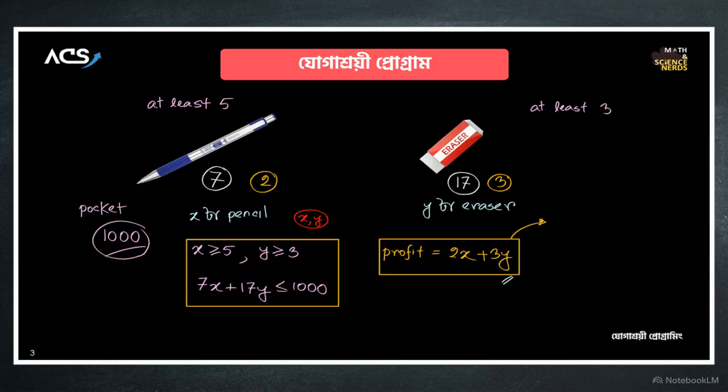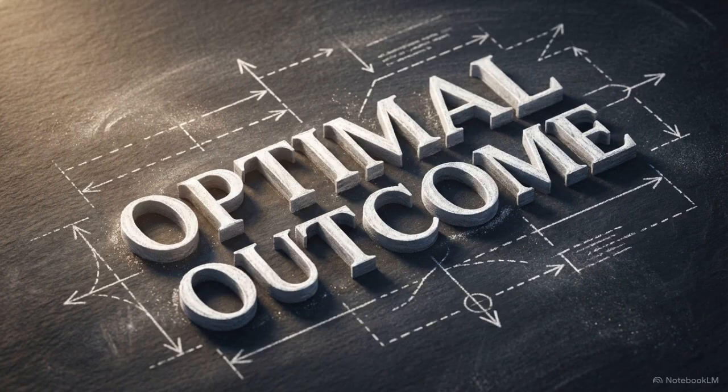This diagram illustrates that dilemma on a microscale. You have a fixed pocket budget of 1,000. You want to buy pens for 7 each and erasers for 17. This represents the conflict between capital and your desire to maximize the purchase. This simple transaction is the foundation of linear programming.